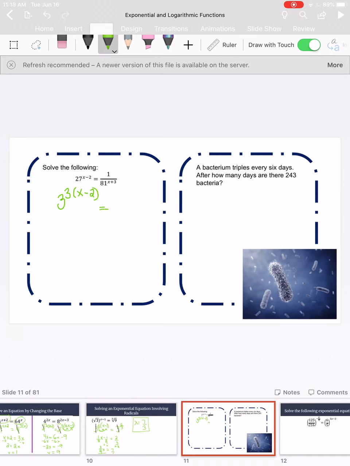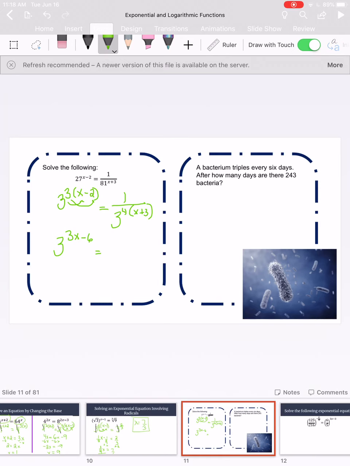81 is the same as 3 to the power of 4. Okay, so now I'm going to go ahead and distribute that 3. So I end up with 3x minus 6.